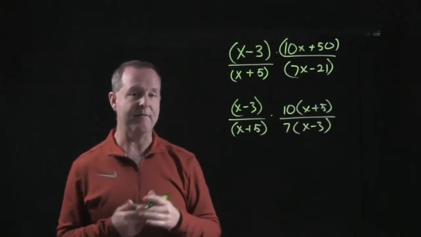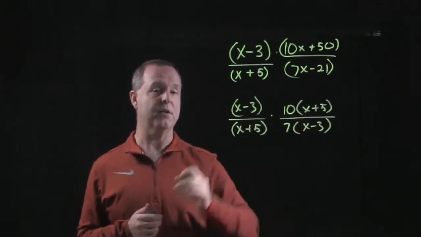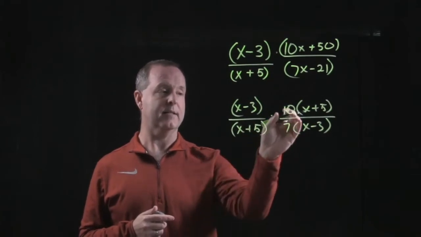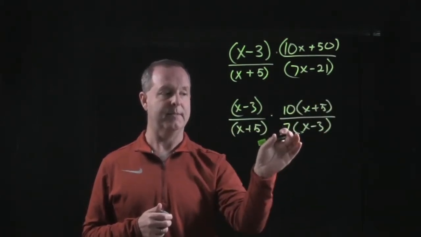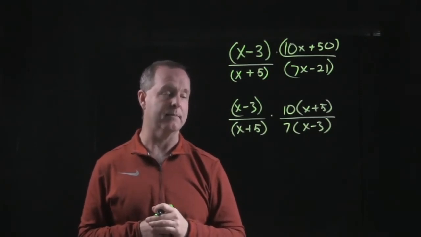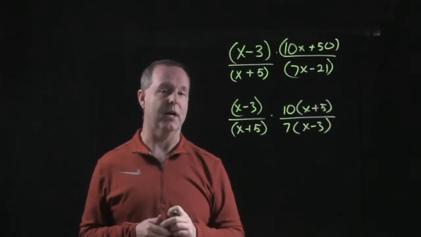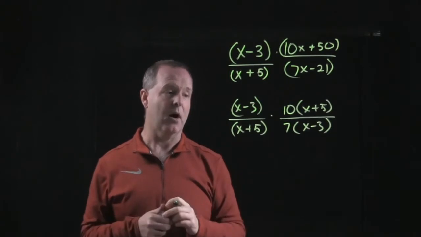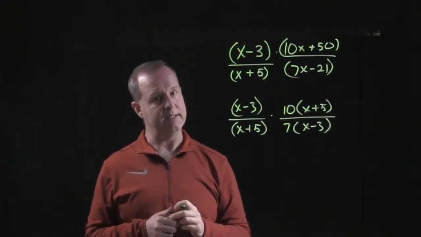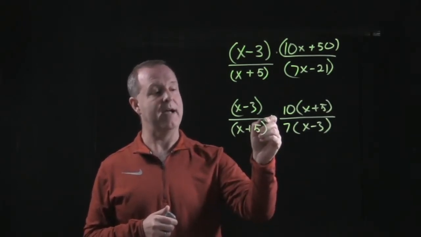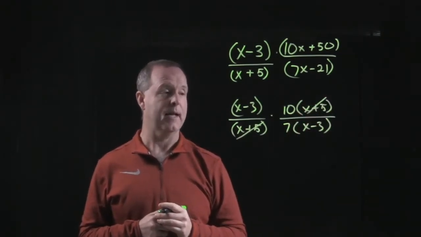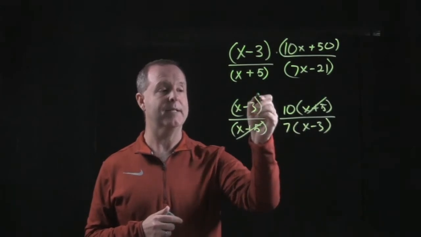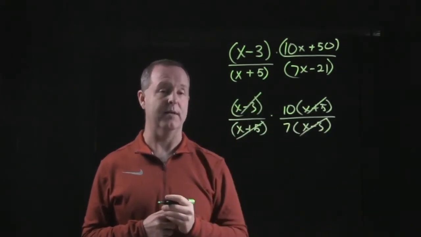And notice that on top, I have three factors in the numerator: x - 3 times 10 times x + 5. And x + 5 times 7 times x - 3 on the bottom. So everything's being multiplied to each other, and then I can see, are there any common factors? Yes, there are. There's an x + 5, I can factor those out. And likewise, there's x - 3 and x - 3. I can factor those out as well.